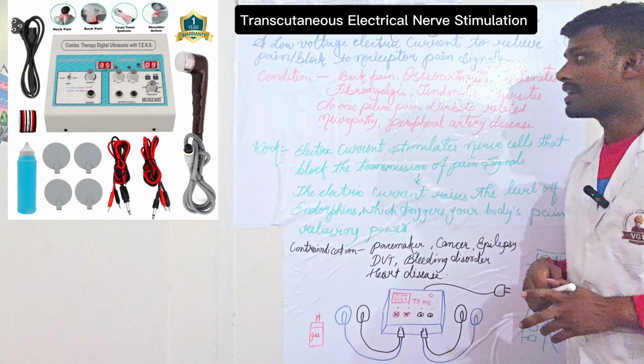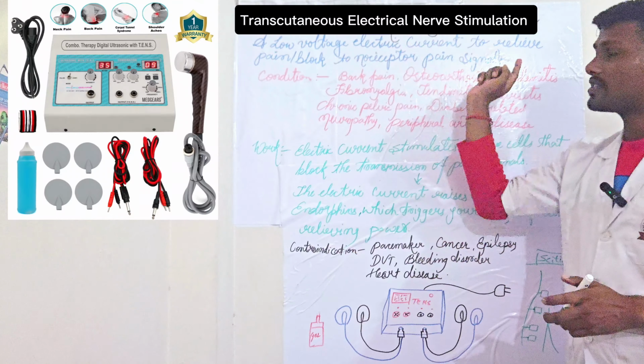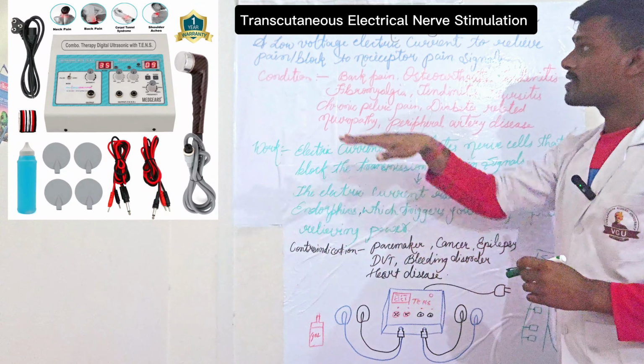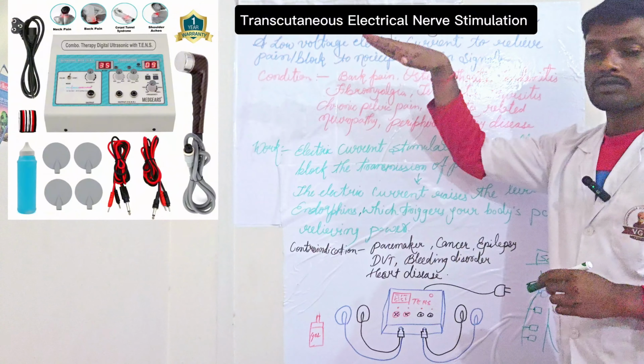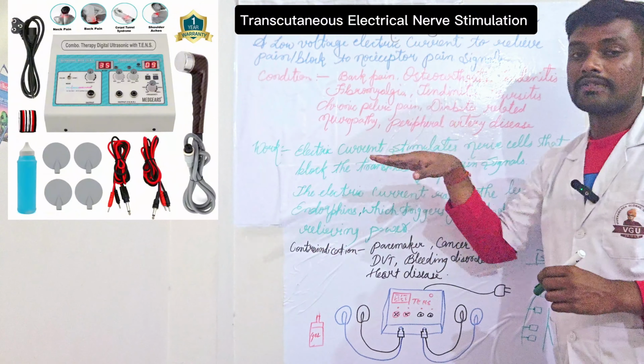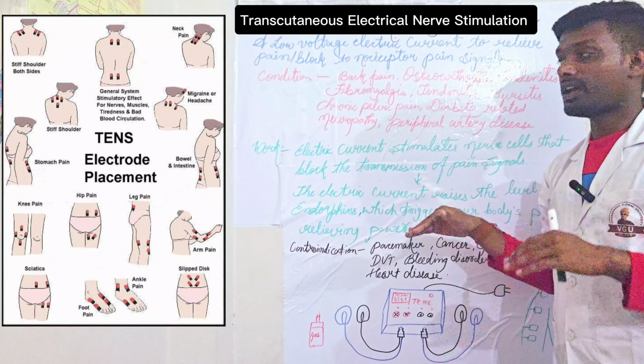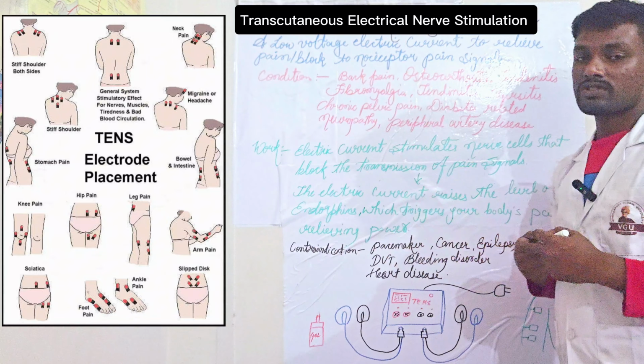What is TENS? First, in the university examination you have to write the full form: transcutaneous nerve stimulation. So what is the meaning of transcutaneous? A nerve which is present inside our transverse level will be stimulated to reduce the pain over there. So what is the definition of TENS?